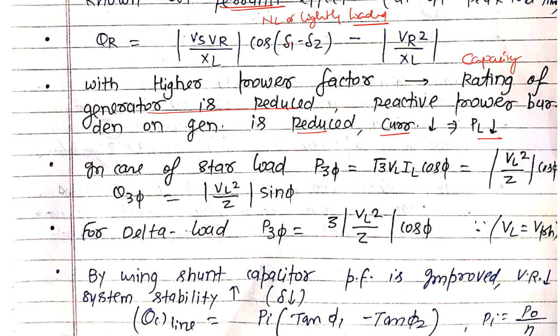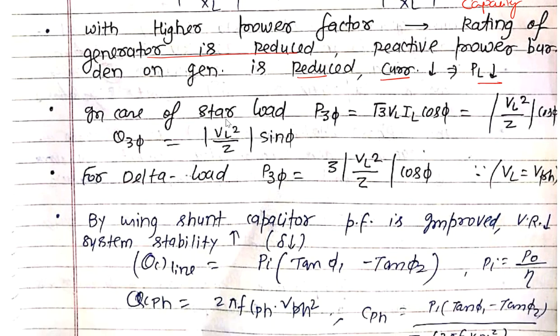Next point, in the power system, in case of star load, P three phase is equal to root 3 into VL into IL into cos phi. So most of the students will confuse here. Now this general formula, which is common for star and delta, can also be written as VL square divided by Z into cos phi. So VL is nothing but line voltage here.